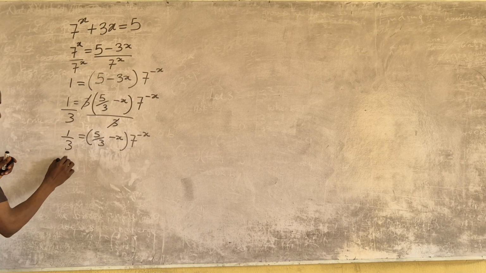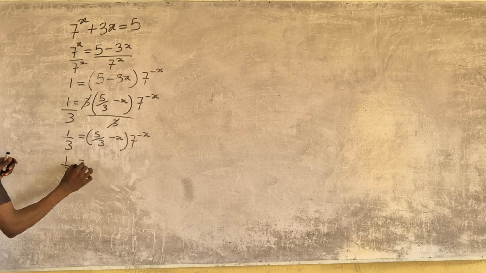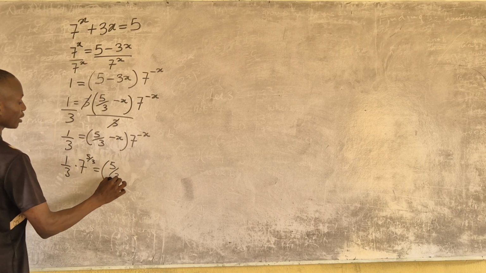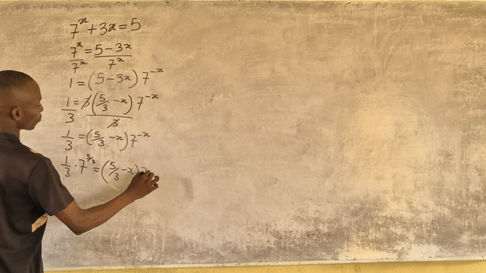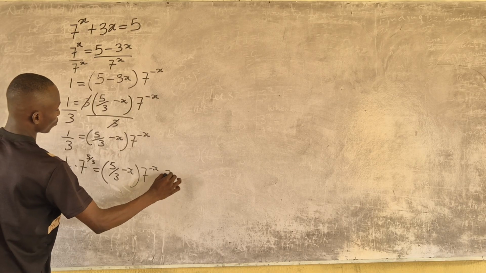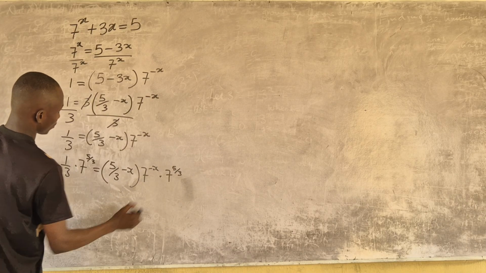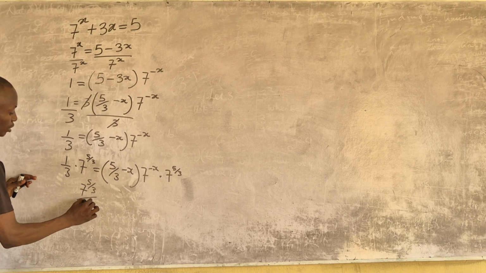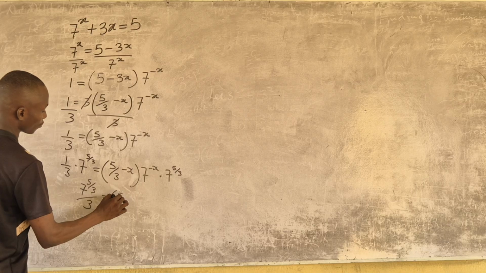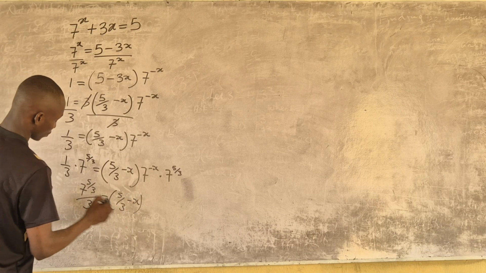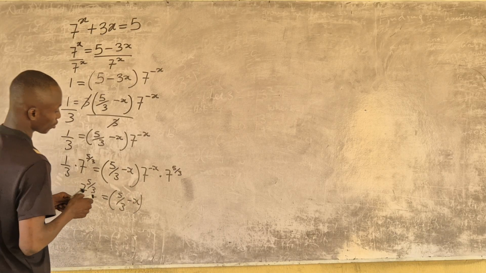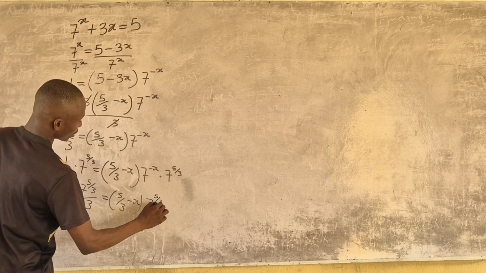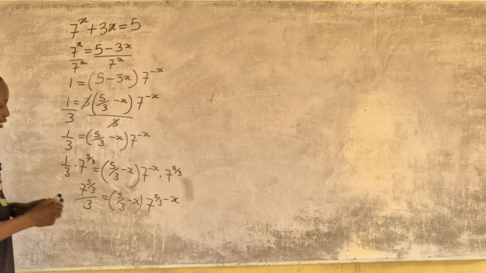So, if you multiply here by 1 over 3, multiply by 7 to the power of 5 over 3 equals 5 divided by 3 minus x multiplied by 7 to the power of minus x multiplied by 7 to the power of 5 over 3. Now, this time this will give us 7 to the power of 5 over 3 over 3, then equals 5 divided by 3 minus x, then multiply by, since the bases are the same, we can take a single base, multiply by 7 to the power of 5 over 3 minus x. Now you can observe that this and this are the same, right?